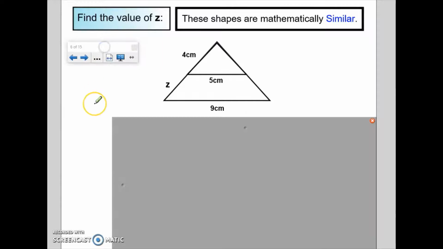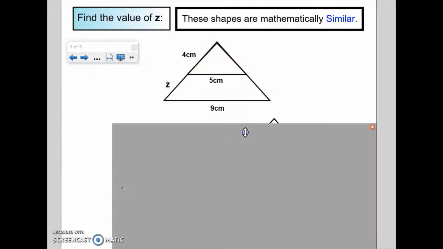Last example from me before I give you some to work through yourself. Pause the video if you want to go ahead with this question before I explain it. I'm going to approach it in a very similar way to the last two. The question tells me that the shapes are mathematically similar. One triangle is inside of a larger triangle. So I'm just going to separate the question out.